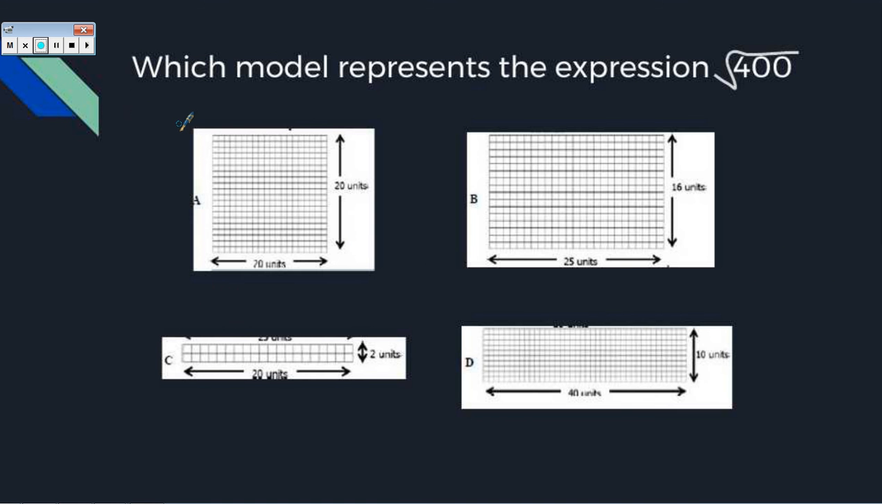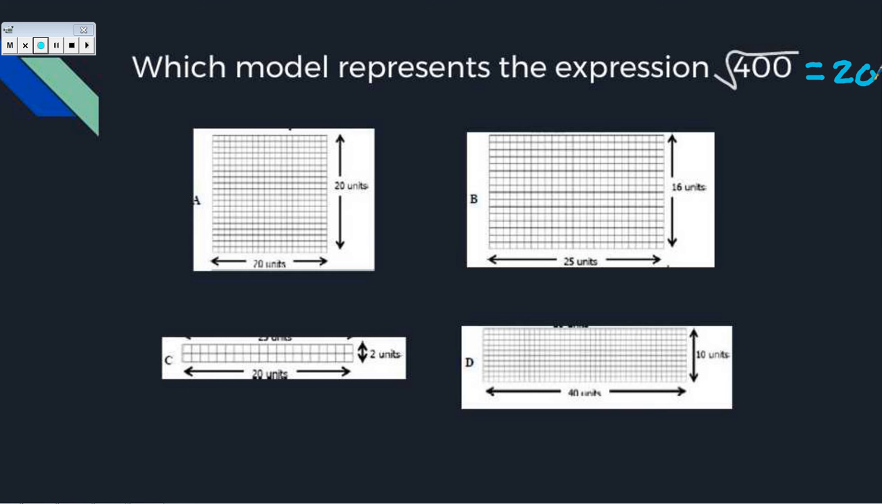In our last unit of integers, we talked a lot about models for showing the operations that we were using in class. So now there are models that we can use to represent these square roots. So which model represents the expression the square root of 400? Now remember, square root of 400 is 20.